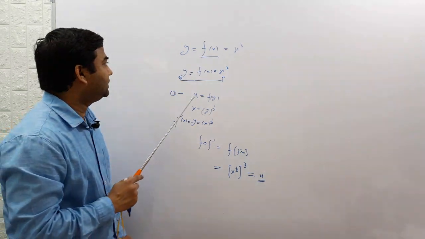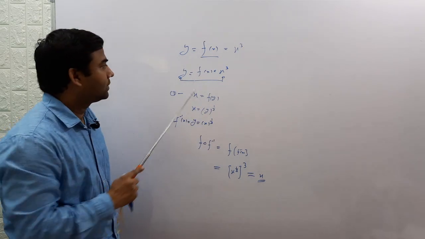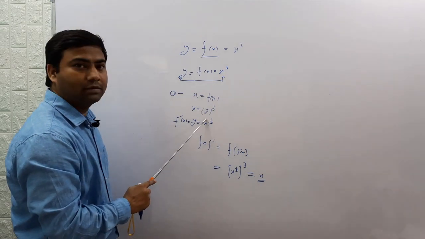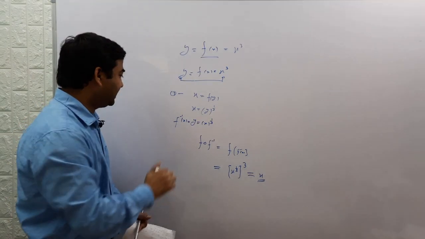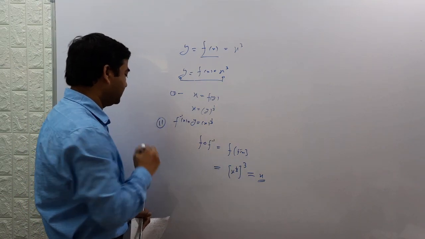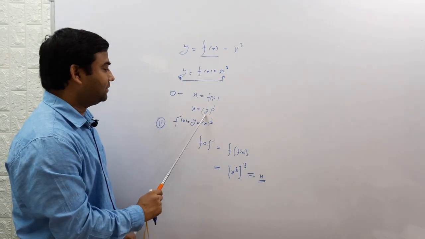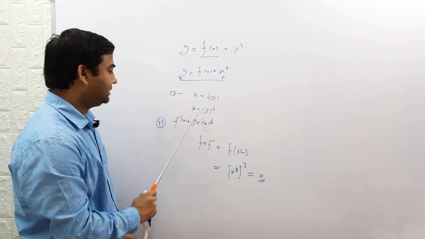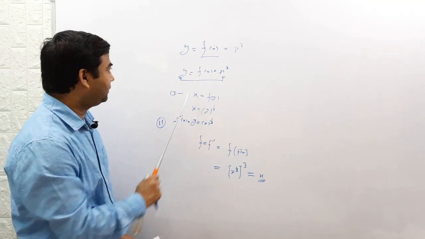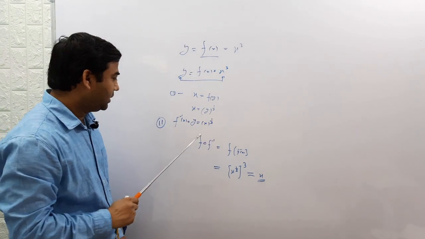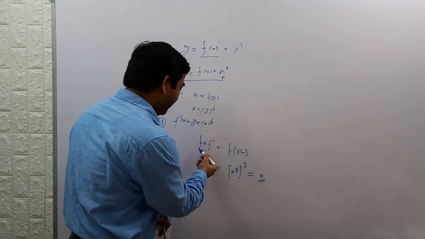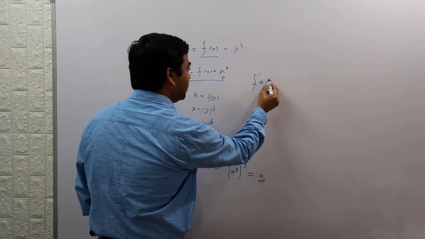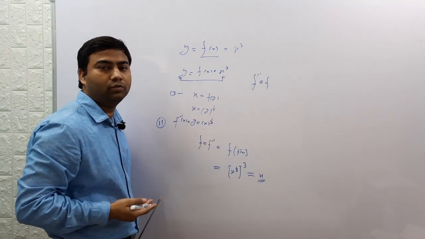So how will you find the inverse function? See the given function. First step is to find x in terms of y from the given function. Second step is to interchange x and y. So y equal to x power 1 by 3. That is the inverse function. After interchanging, you will find the inverse function of the original function. So it can be written as f of f inverse, and similarly you can write f inverse of f. That will also be equal to x.